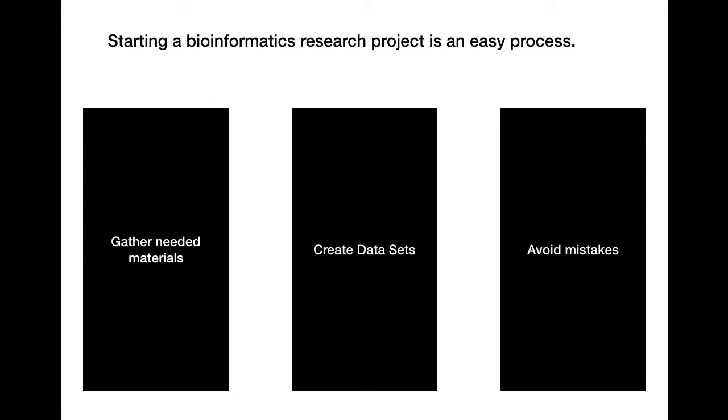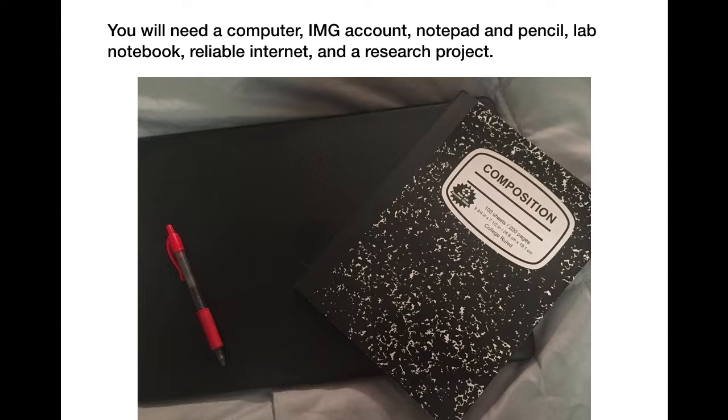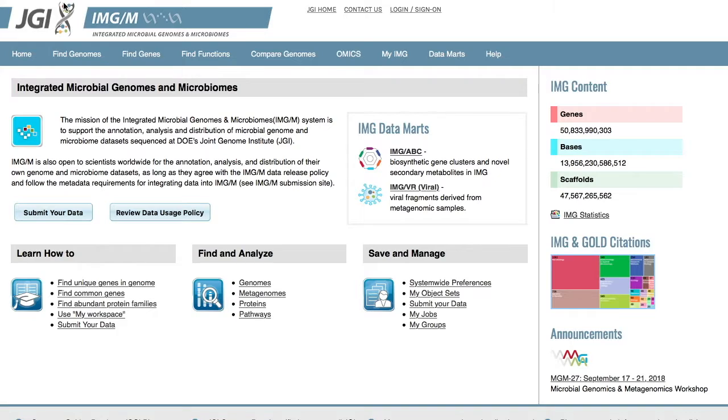By the end of this video, you will be able to create datasets in the IMG database to help you start your bioinformatics project. You will understand what you need to get started, the process itself, and things to avoid during the process. Before you begin, you will need a computer, lab notebook and writing utensil, an IMG database account, as this is the database I will be using in this video. Different databases work differently, so make sure you are using an IMG database account or the steps may not apply. You will also need a strong and reliable internet connection and the research project that you hope to complete.